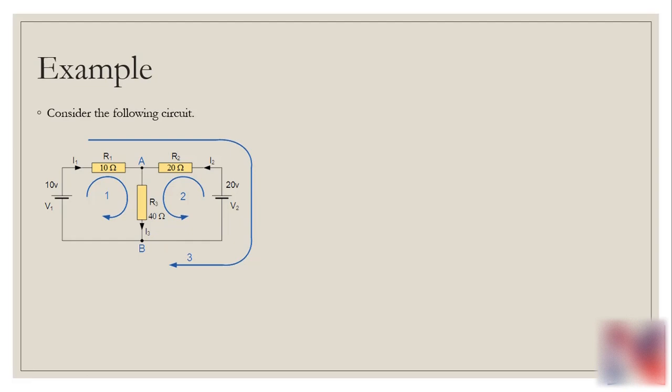If we count the loops, then here we have three loops. One is the main loop, without considering the branch. And if we consider the branch, which we have to, then we have two loops, loop 1 and loop 2. The current here is considered in clockwise direction, and here it is considered in anti-clockwise direction. As I already mentioned, the circuit has 3 branches, 2 nodes A and B, and 2 independent loops.